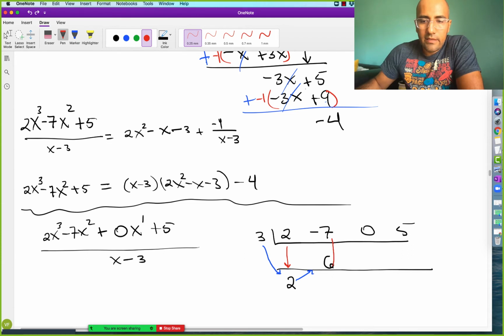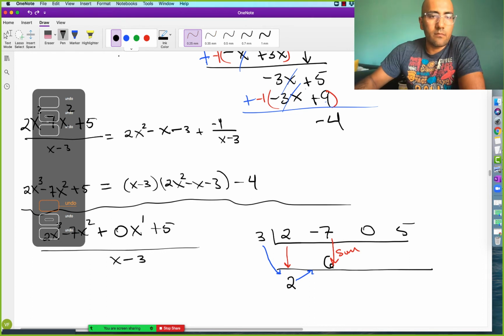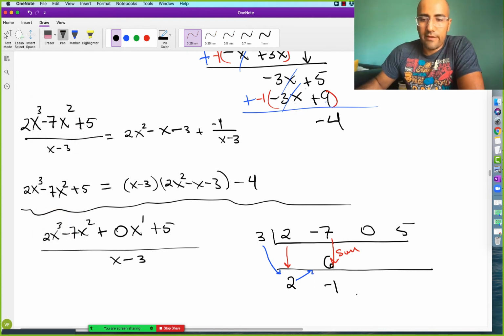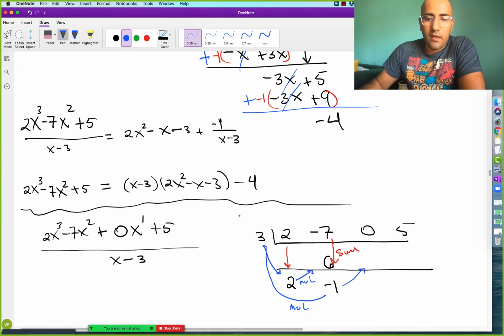I'm going to add these two down, so sum, to bring me to a value of negative 1. Then we're going to multiply this guy times this guy to give me that. We multiply, to give me a negative 3.